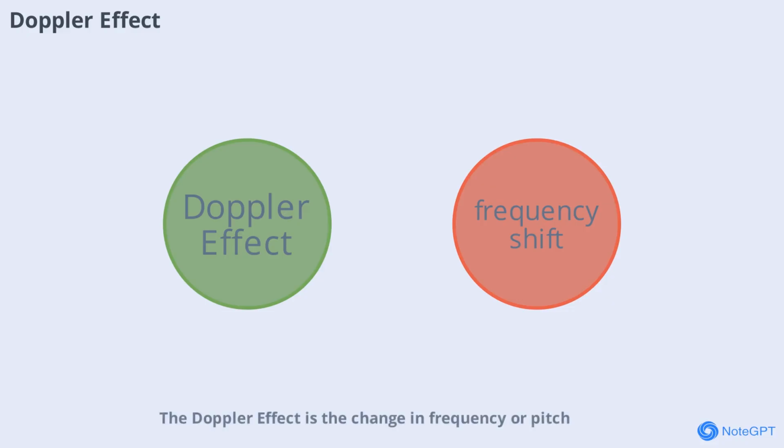The Doppler effect is the change in frequency or pitch of a sound as the source moves relative to the listener. You've probably noticed this when an ambulance passes by. The siren sounds higher as it approaches and lower as it moves away. This effect is used in radar, astronomy, and even weather forecasting.